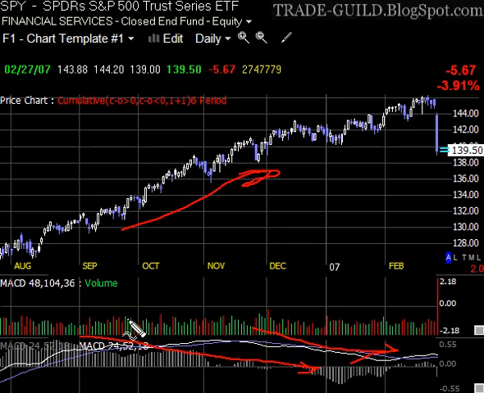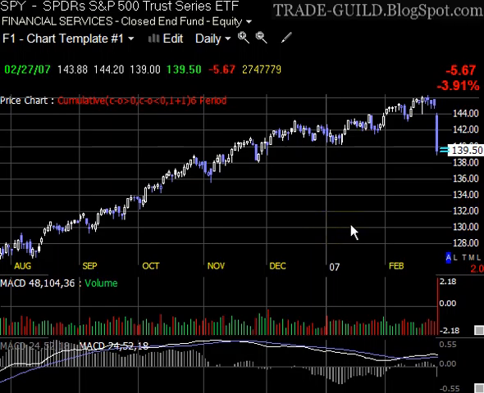And, like with these negative divergences, you see this goes on 6-7 months. So they can remain irrational longer than you can keep your money. So just because you see a divergence, that's just part of the puzzle. What else do we have that I want to show you?